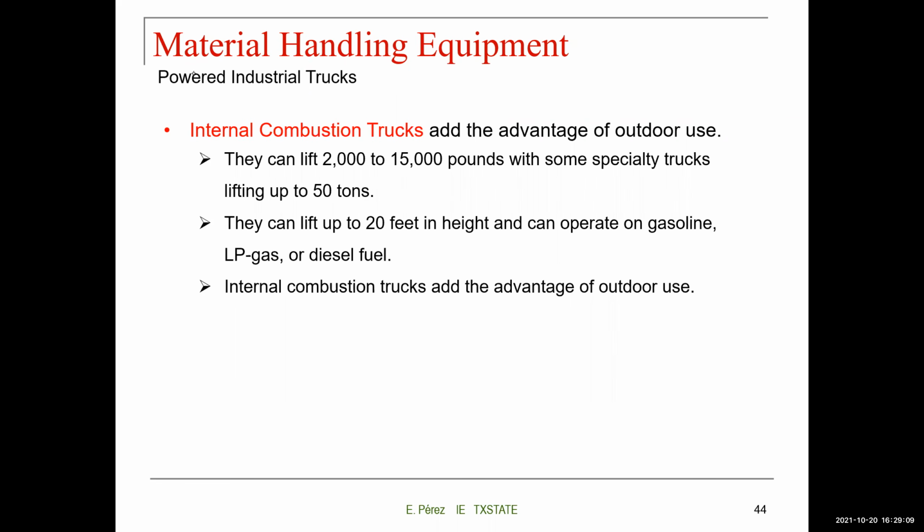And the internal combustion trucks have the advantage of outdoor use. They can lift 2,000 to 15,000 pounds, with some specialty trucks lifting up to 50 tons. They can lift up to 20 feet in height and can operate on gas or diesel. And they have the advantage of outdoor use.